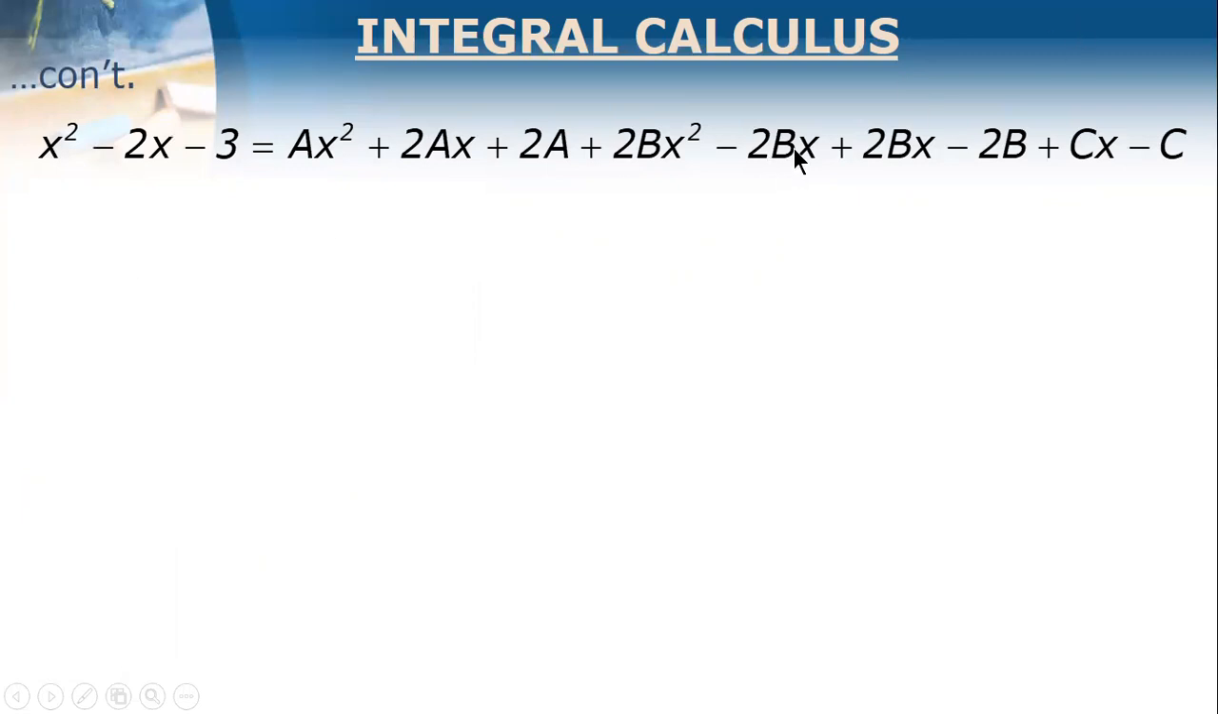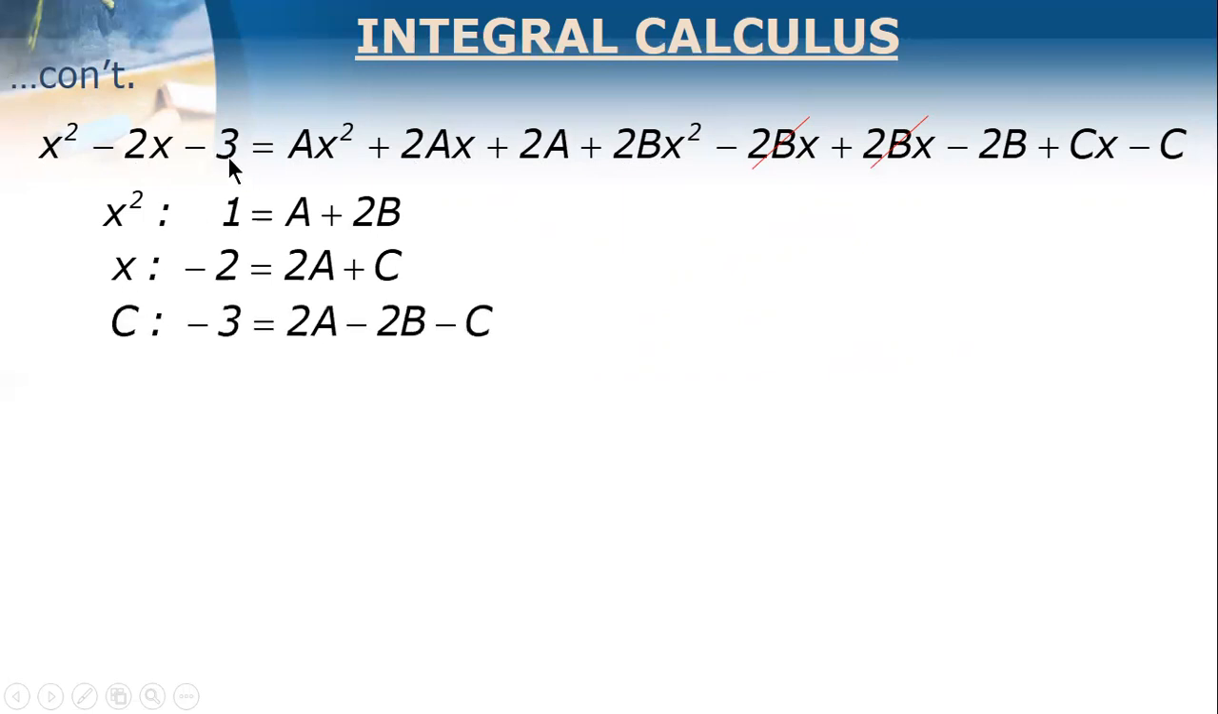So next is to cancel, no? Cancel terms. And then compare coefficients. For x squared, we have 1 on the left. On the right, we have A and 2B. For x, you have negative 2 on the left. On the right, you have 2A plus C. And then for the constant, we have negative 3. On the right side, we have 2A minus 2B minus C. And 3 equations with 3 unknowns. Solve for A, B, and C.